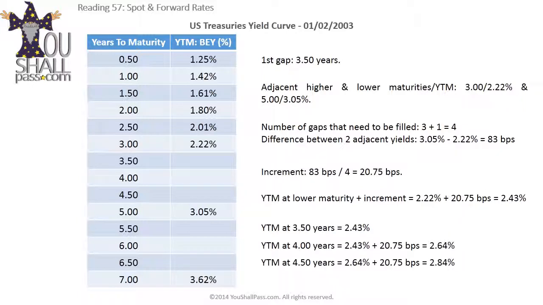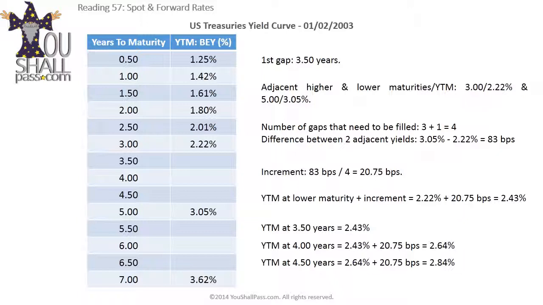Again, we update the yield curve with our recently worked out YTM for the 2.5 year maturity. And we then go gap hunting. The next gap we see is at the 3.5 year point. Adjacent YTMs being at the 3 year point, 2.22%, and at the 5 year point, 3.05%. There are 3 gaps to be filled, so we add 1 to it and come up with 4. And the difference between these two adjacent yields is 83 basis points, so our increment works out to 83 divided by 4, that's 20.75 basis points.